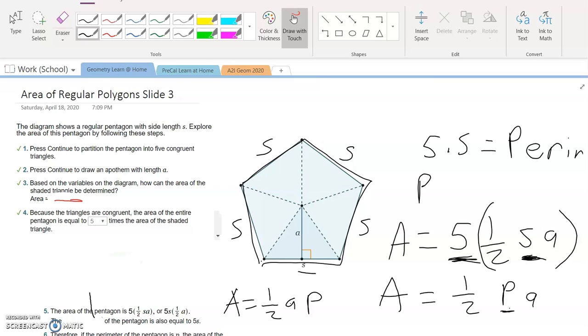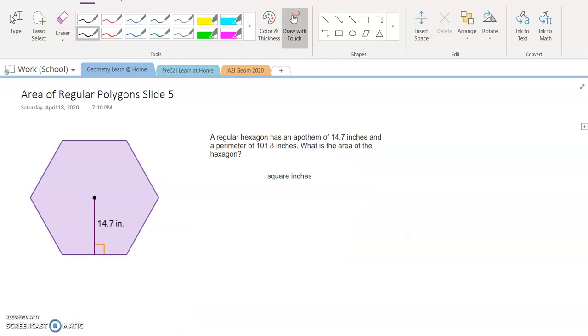On the next slide, number 5, it's asking us to find the area of this regular polygon. It gives us some dimensions for the apothem, 14.7 is already labeled, and the perimeter, 108, is already labeled in the question as well. So even though I don't have to draw anything on the picture, I will go ahead and put that the perimeter equals 101.8 inches to help make sure that we have that if we need to plug it in. So what is the area of this hexagon?